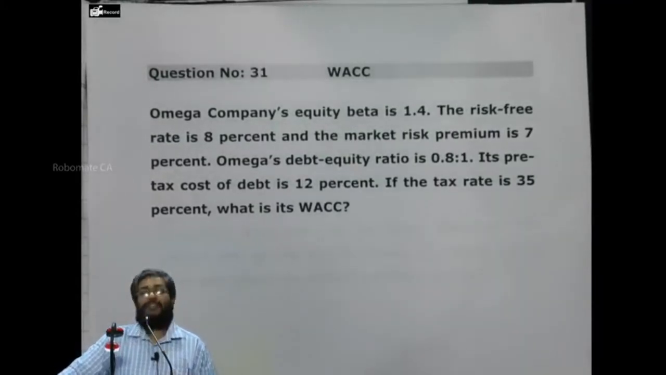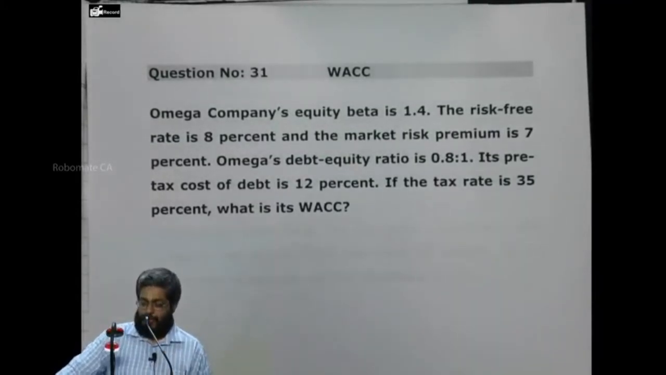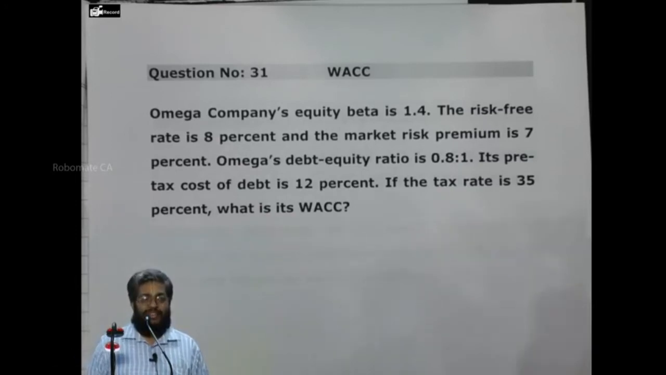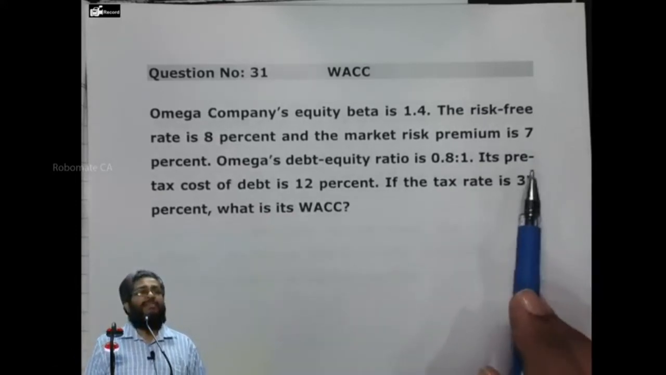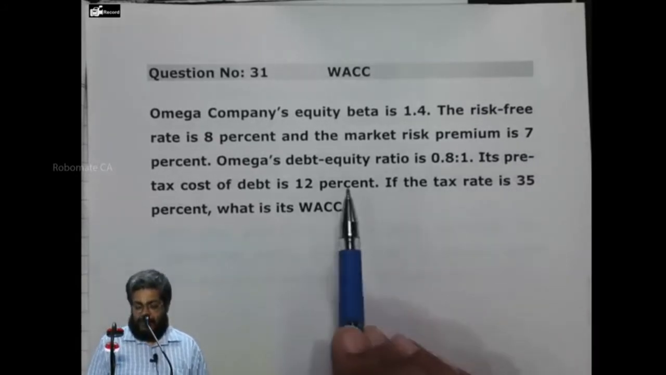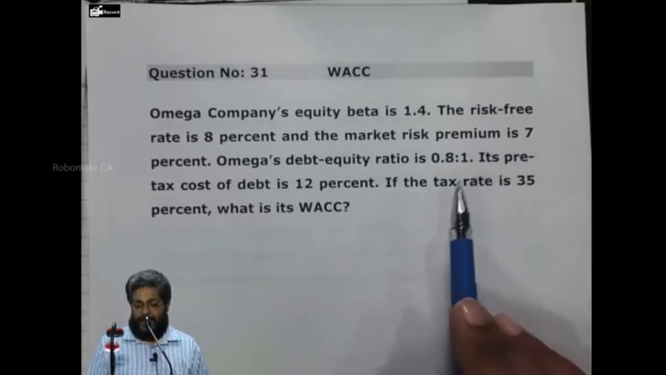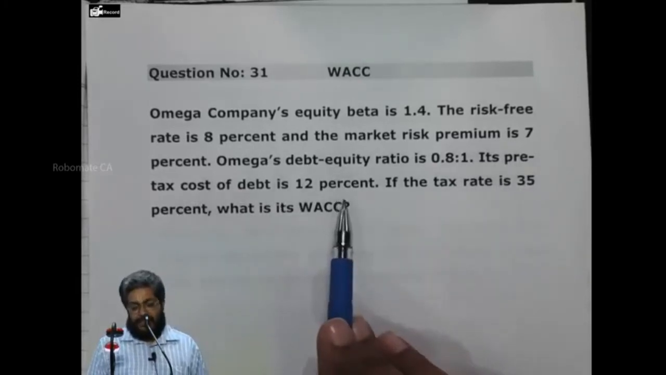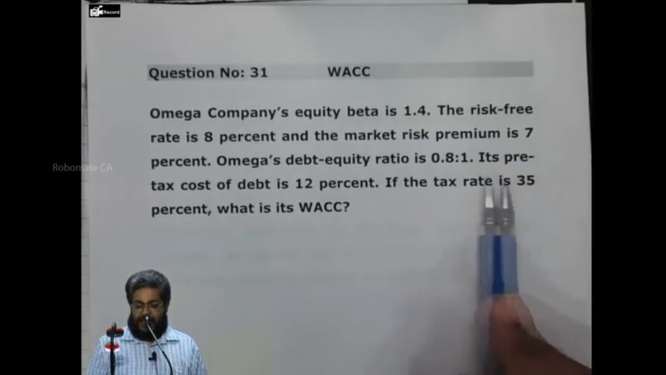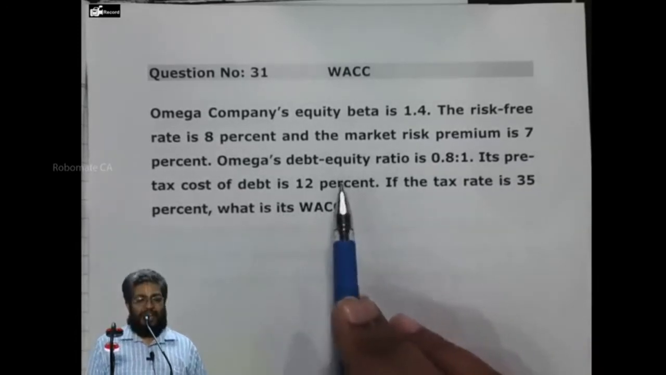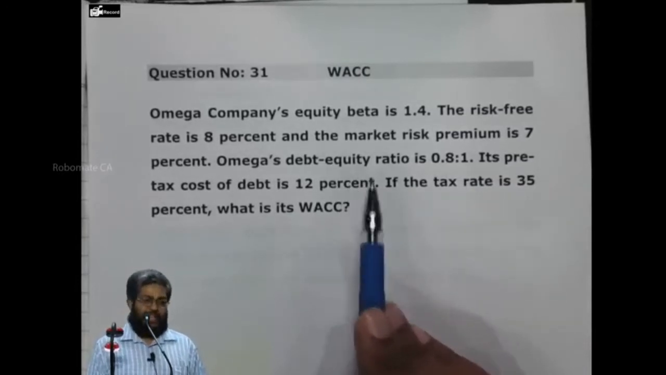Omega company's equity beta is 1.4. The risk-free rate is 8% and the market risk premium is 7%. What is 7%? Everybody, RM minus RF. Omega's debt equity ratio is 0.8 to 1. The pre-tax cost of debt is 12%. If the tax rate is 35%, what is WACC? This is nothing about levered, unlevered. Straight ahead, calculate WACC after finding KE. Can I proceed or not?